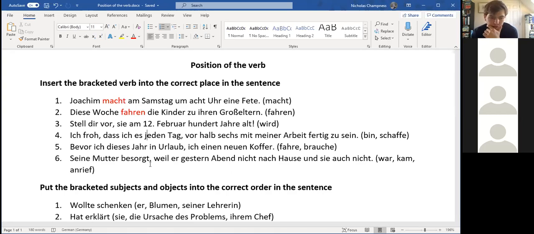Here, stell dir vor, this vor is just a prefix. Vorstellen, imagine. So it's a prefix, so vor isn't a verb here. The stell here is the verb. So the verb hasn't gone to the end. So in this second clause, it's still got to be a verb as the second idea.